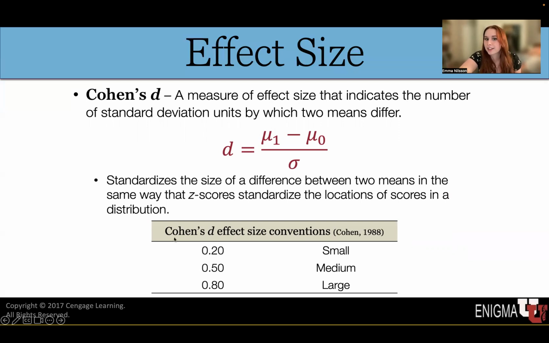Here are the effect size conventions. Generally, if you have an effect size that's 0.2 or lower, that's going to be a small effect size. Well, at least 0.2 is a small effect. Anything under that, we don't really count. 0.5 is going to be a medium effect size, and then 0.8 or larger is going to be a large effect size.